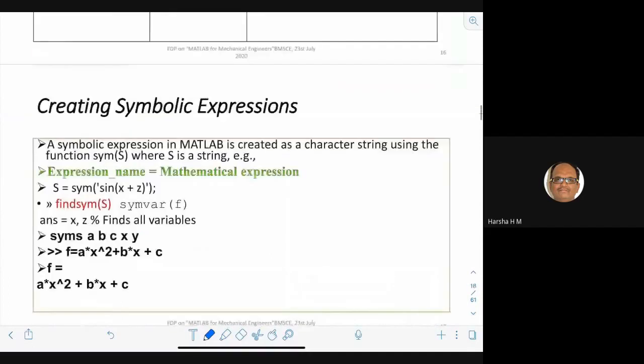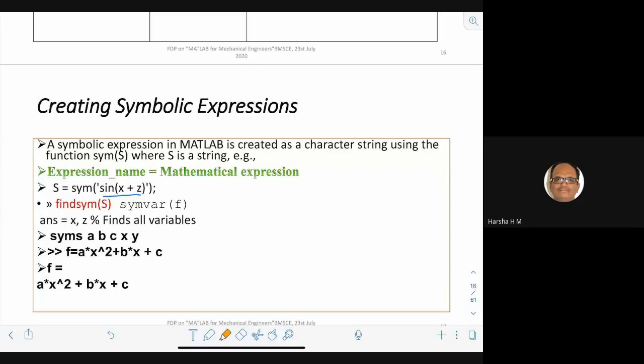See, earlier there was a facility: if you tried to define S as symbolic of sine of x plus z, earlier versions were accepting it. Now there's a problem. So what you should do is define it as sine of sym of x plus z. That means it is better to define x and z as symbolic variables by using the sym command, and then say s is equal to sine of x plus z. That's a better way to do it.